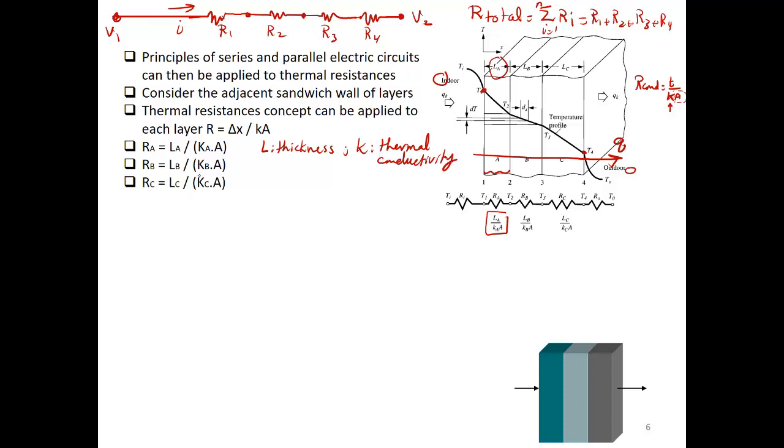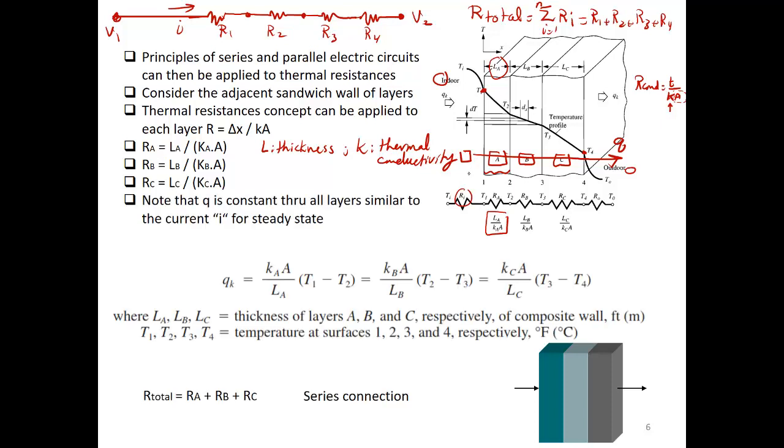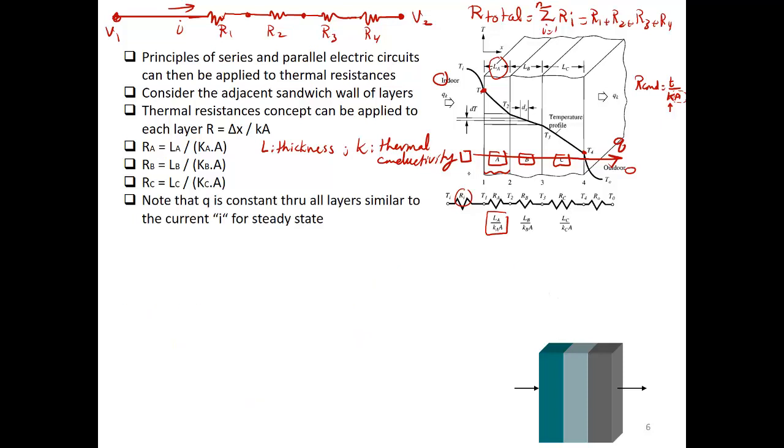Then we repeat that for B and C, and now you have all the thermal resistances, one for A, one for B, and one for C. We'll also do one for the indoor, R_i, which, remember the convection, was 1 over h_i times the area, and the one for the outdoor, which is 1 over h_o times the area.